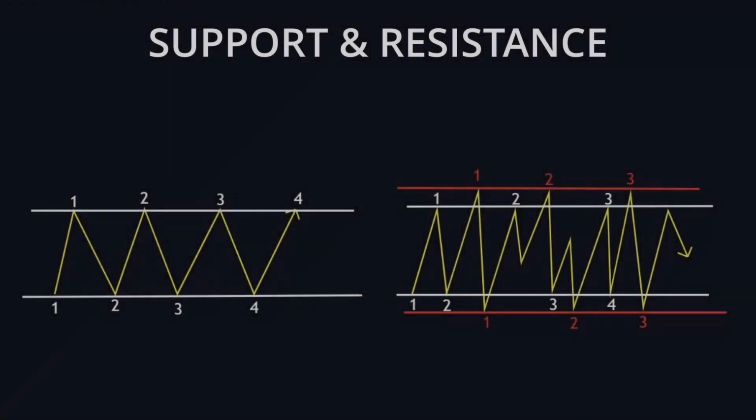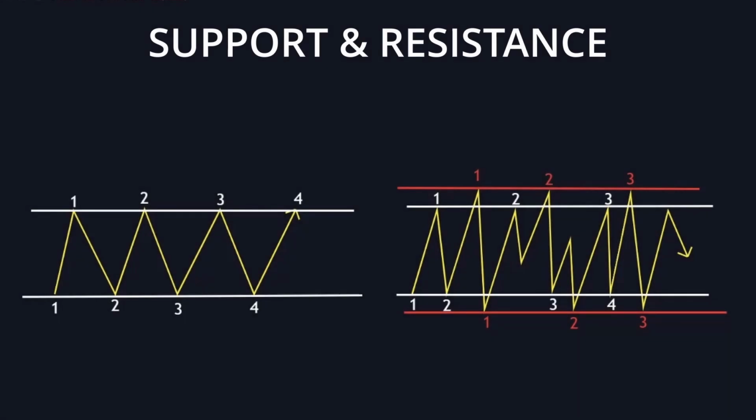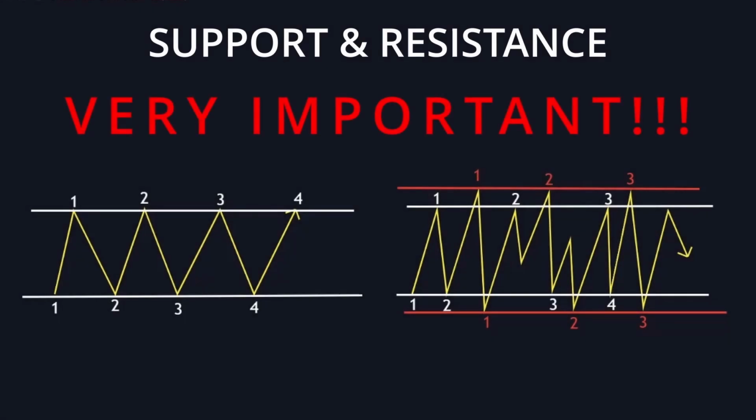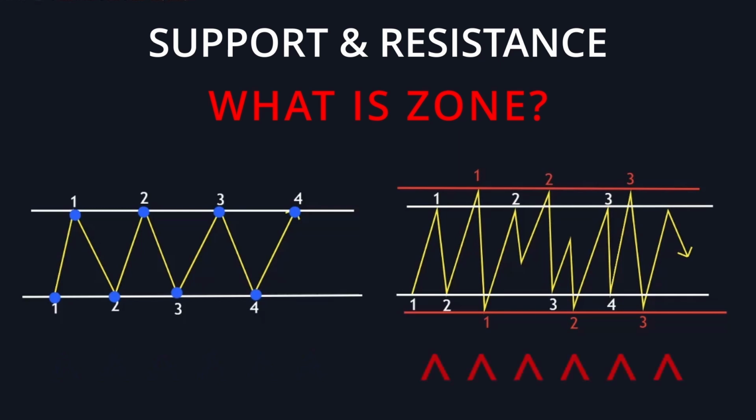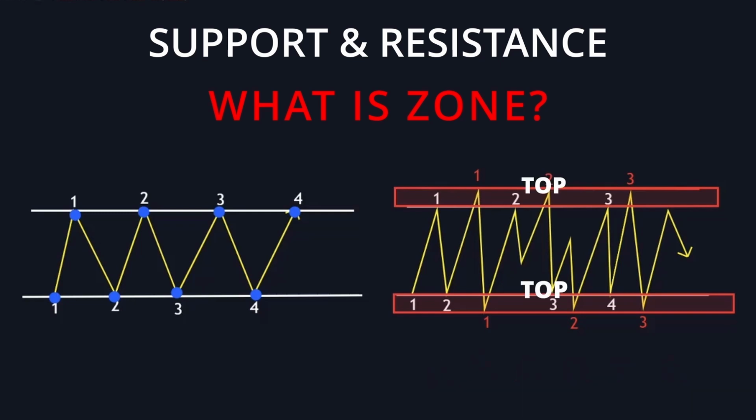Now the next part is a bit trickier, but very important to understand. Often with price action, instead of an exact price level where the price interacts two or more times, you may have what we refer to as a zone, which can be a small area where price has reacted multiple times on the top of the zone as well as the bottom of the zone.